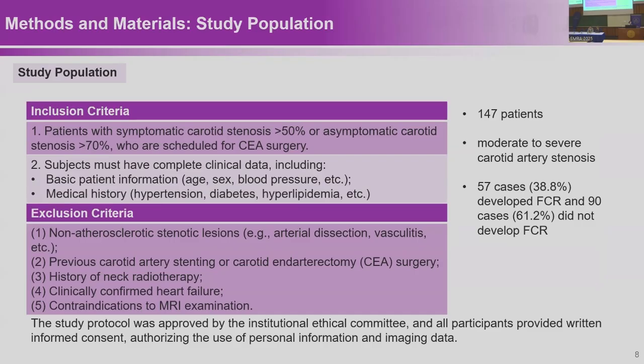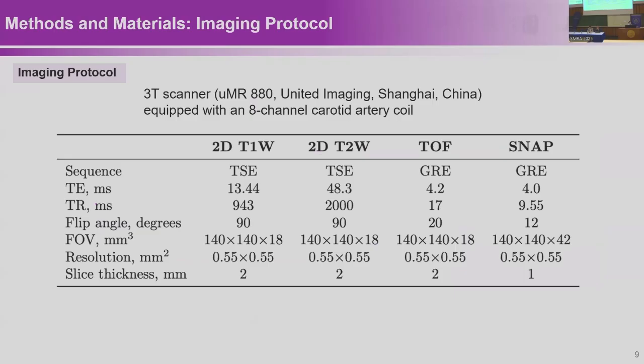For methods and materials of this research, first of all is the study population. We included 147 patients with moderate to severe carotid artery stenosis. 57 cases of them developed FCR. For the imaging protocol part, we used a United Imaging 3T scanner equipped with an 8-channel carotid artery coil. Here are the 4 MR sequences we used for the imaging part.